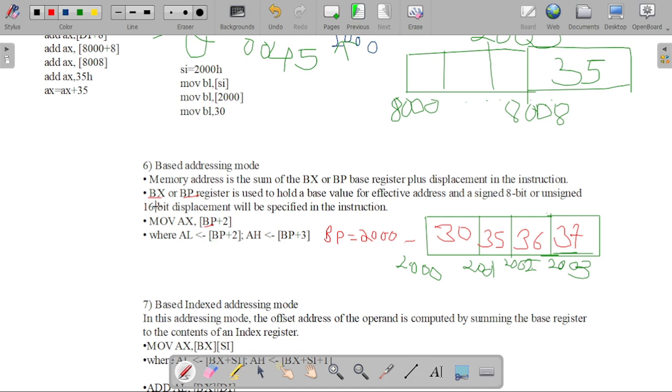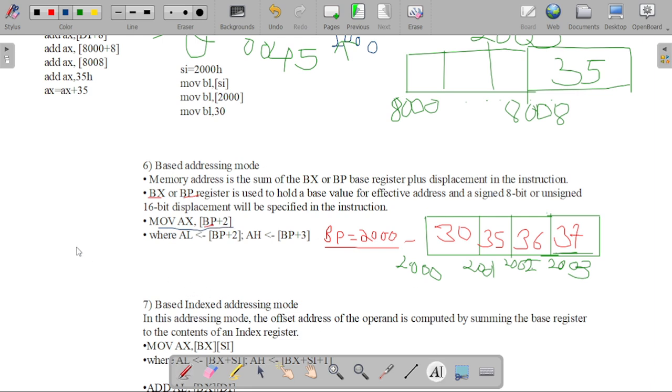Out of BX and BP, if any one of the registers is there in our instruction, at that time we consider it as base addressing mode. So consider this example: our value of BP is 2000H. Now you have to check this instruction, that is MOV AX, [BP plus 2].